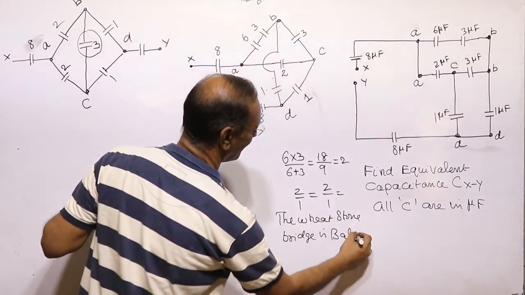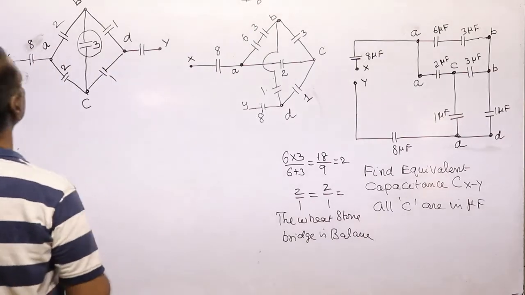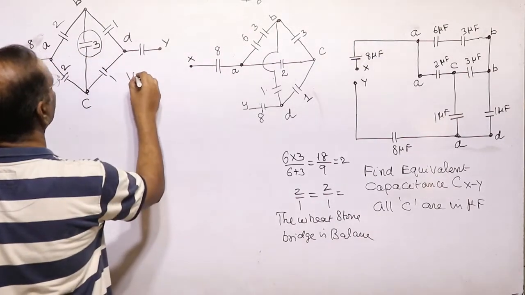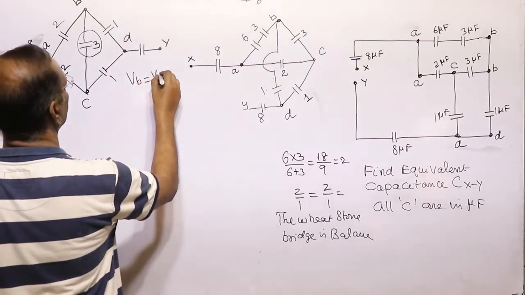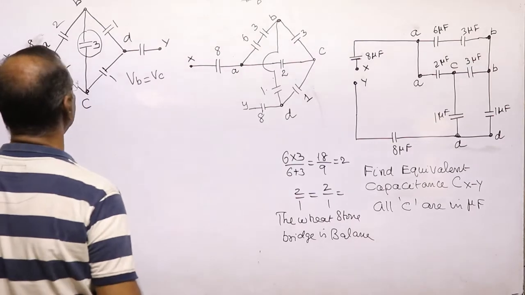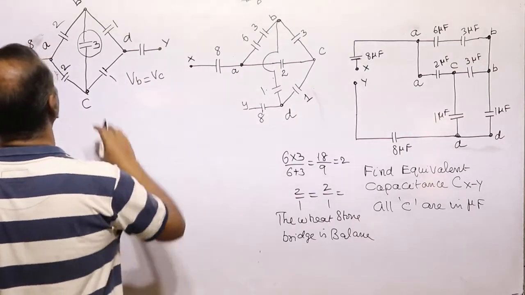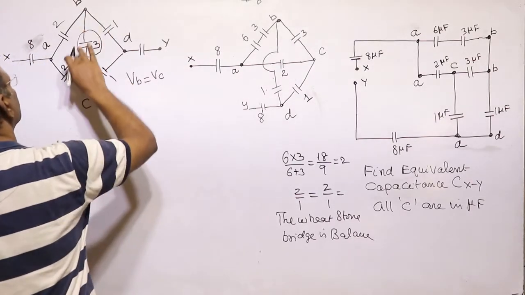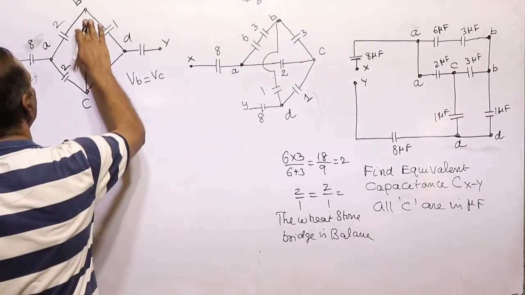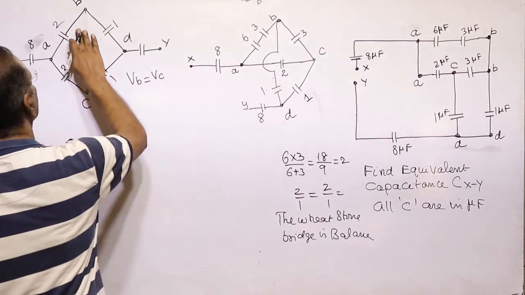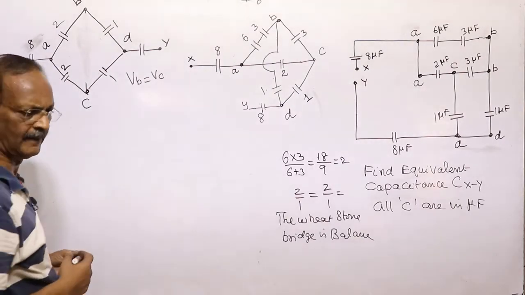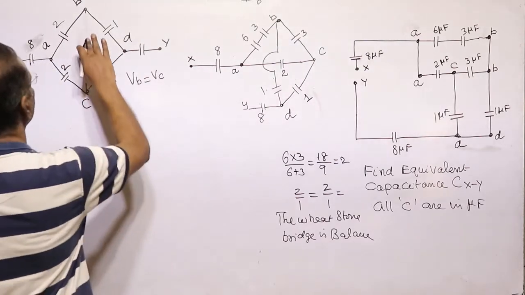balanced. If it is balanced, the potential at B will be equal to the potential at C. If it is equal, there won't be any current or charge flowing. It means this capacitor of 3 microfarad is waste for us, we can remove this.